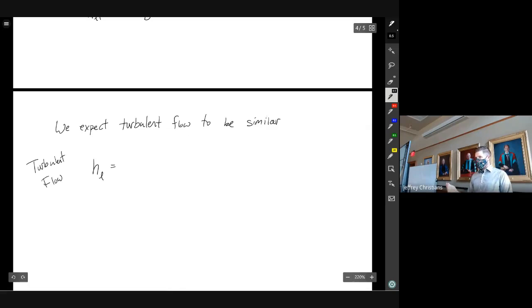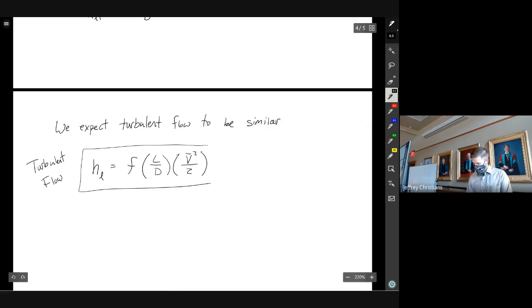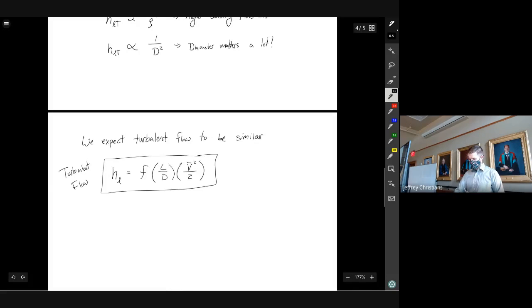We're going to use a model to calculate the head loss for turbulent flow that's going to be similar, but not quite exactly the same. So it's going to be equal to this thing called F, which I'll explain in a second, times the length over the diameter, times velocity squared over 2. So you see it's broadly similar.